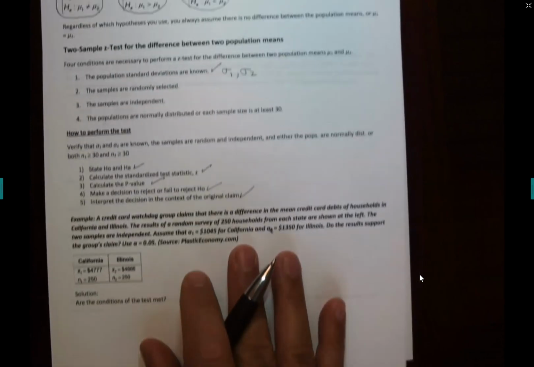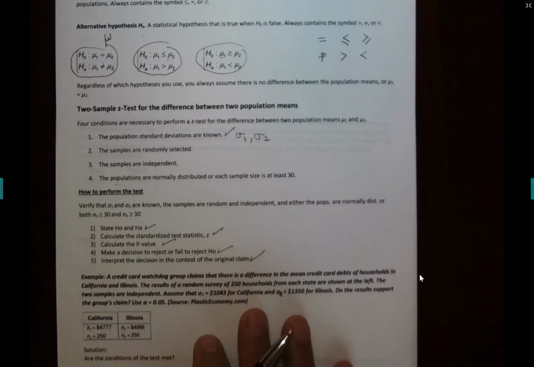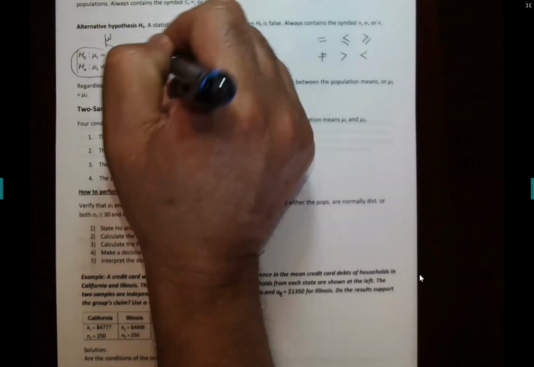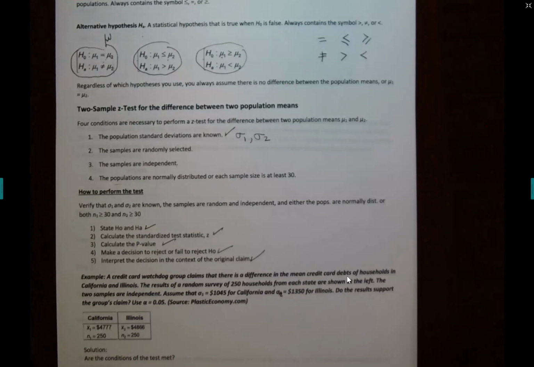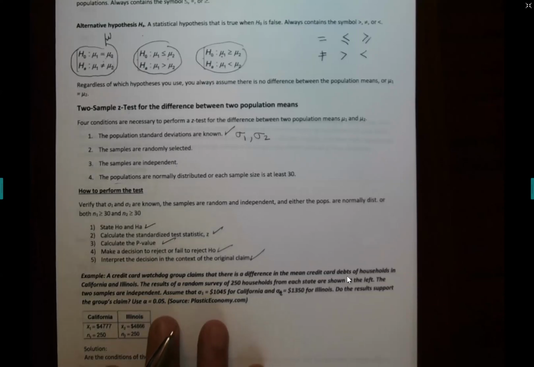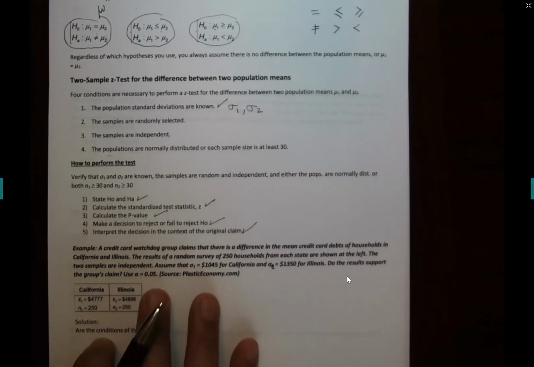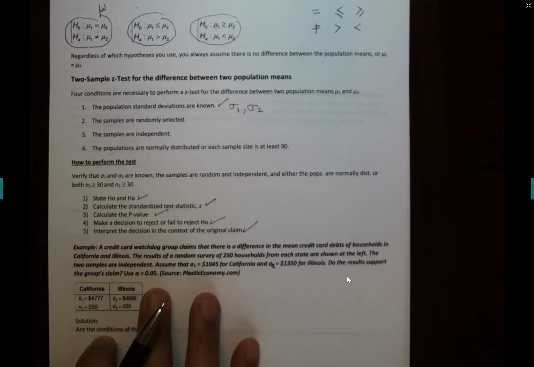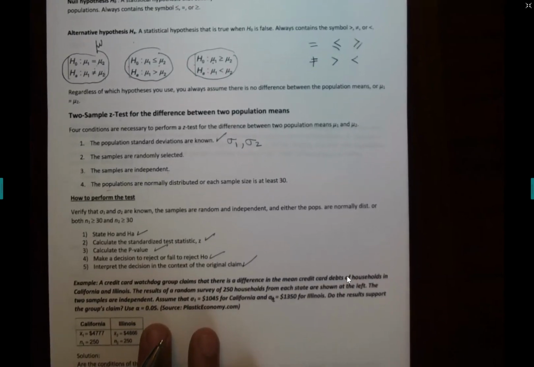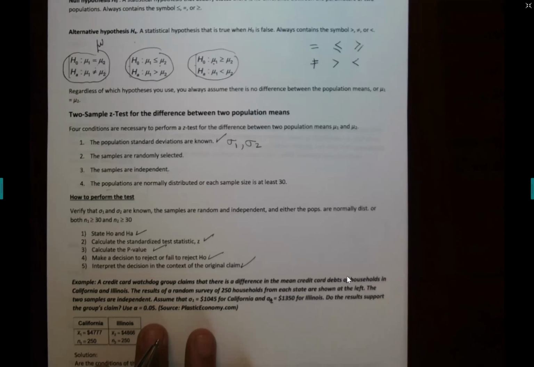First of all, guys, can you tell me which set of hypotheses I need to choose? It says a credit card watch group claims that there is a difference in the mean credit card debt between the 2 states. So would it be the first, second, or third? Any ideas? Would a few students respond, please? First, second, or third? Equal and not equal. But what is the claim? Equal or not equal? It says they claim that there is a difference in the mean credit card debt. So you guys agree that it's not equal. Okay.